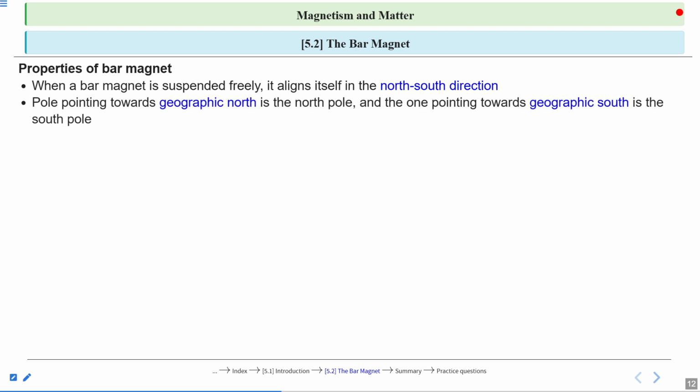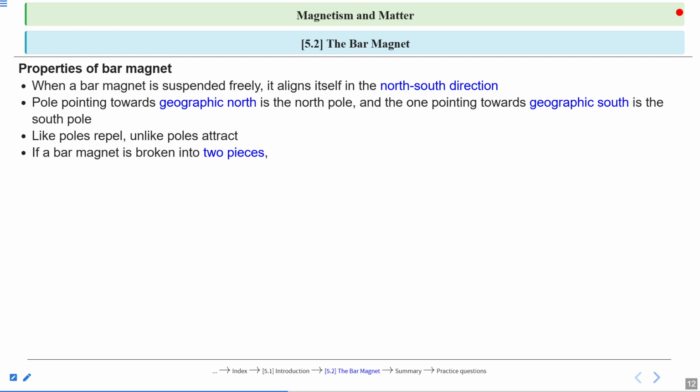The pole pointing towards geographical north is the north pole. The pole that points towards the geographical north is the north pole of the magnet, and the one pointing towards geographical south is the south pole of the magnet. We have discussed that already. Like poles repel, unlike poles attract. This is also a property of a bar magnet: like poles will repel, and unlike poles, north and south, will attract.